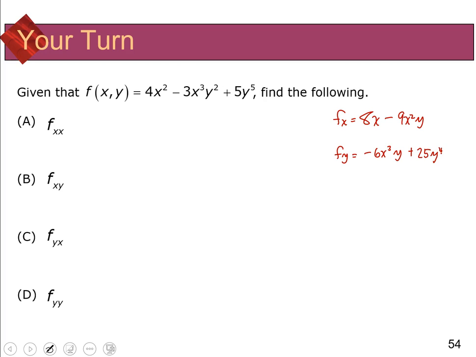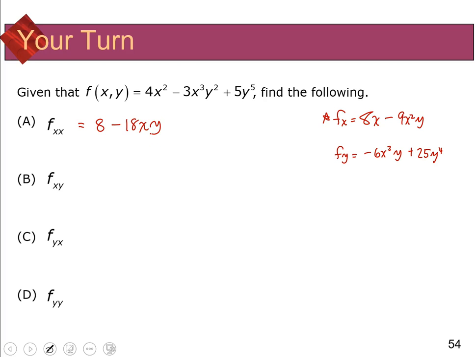So with these in place, I can now much more easily do fxx, fxy. Focusing on this one first, because I'm assuming I did this part first for A and B. When I do the derivative of this with respect to x again, I'm going to end up with 8 minus 18xy squared.